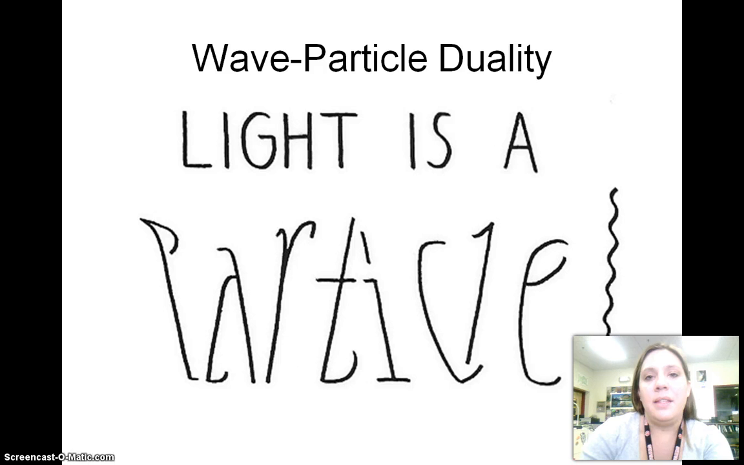So based on these experiments, and experiments from the last unit, we start to realize that light is both a wave and a particle. It can have wave-like properties, and it can have particle-like properties. And this is what led to the idea of wave-particle duality, okay?